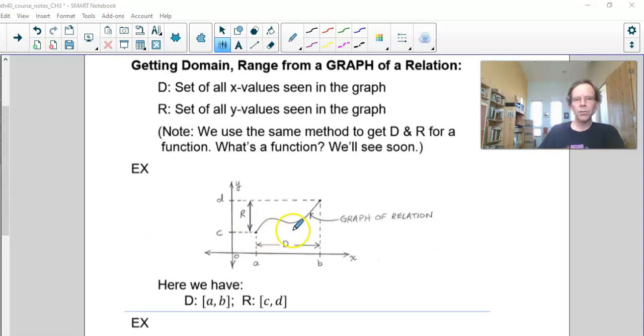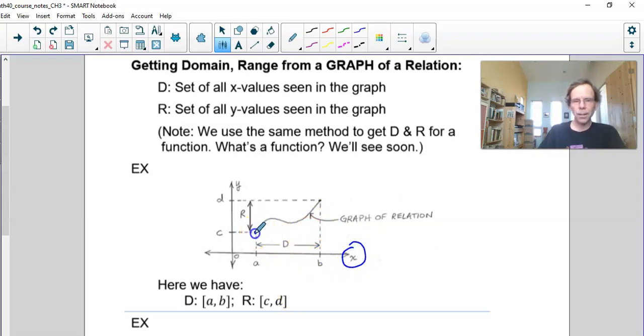So here's a simple graph of a relation. This is actually a function too, right? It passes the vertical line test. But this technique for finding the domain and range works for either a relation or a function. So from this graph, what are all the x values you see? This is going to be an interval of the x-axis, right?